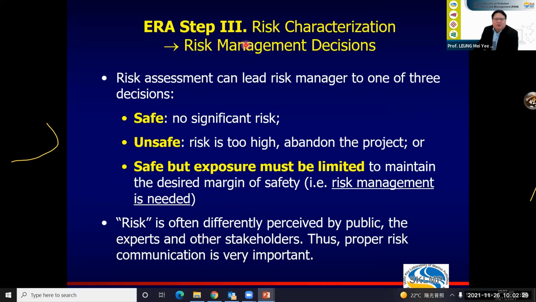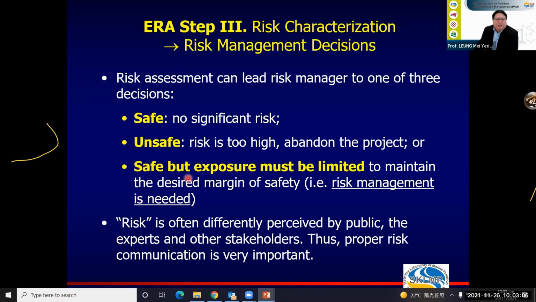Finally, the process is that once we have the risk characterization result, then the risk manager can make the following 3 decisions. 1, the chemicals or the stresses is safe, we can go ahead with the proposal and the project. In the second situation, the risk is very high of the chemicals or the stresses. We have to abandon the project, okay? Stop there.